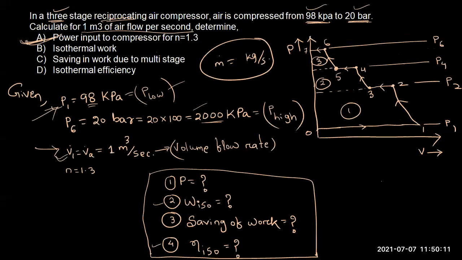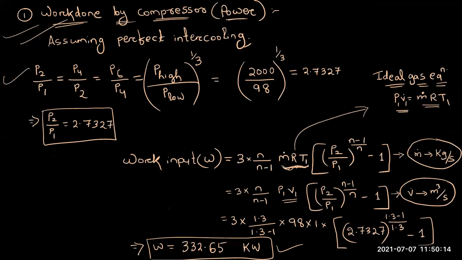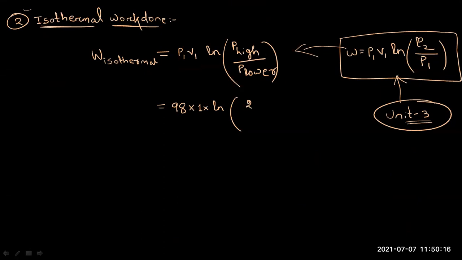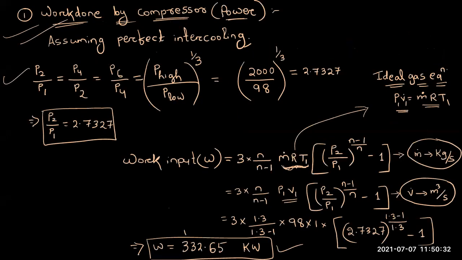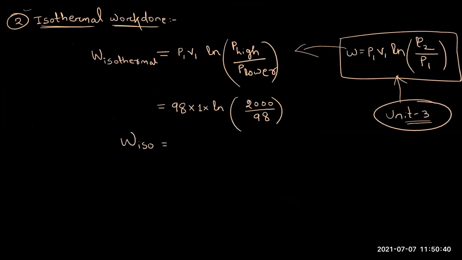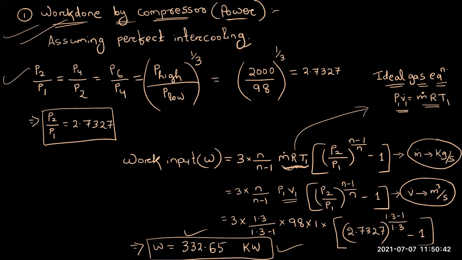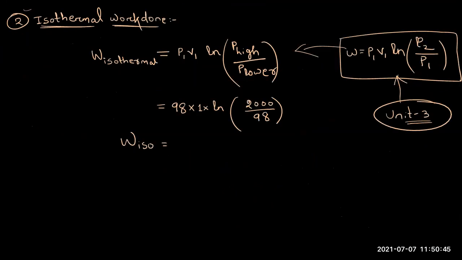P1 is 98, V1 is 1 into ln P high by P low. Highest pressure is 2000 and lowest pressure is 98. Now you solve this and tell me what isothermal work done I am getting. This work should be more than 332 because isothermal work is always the highest work. If this value you are getting less than 332, you are doing something wrong. This work done should be more than 332.